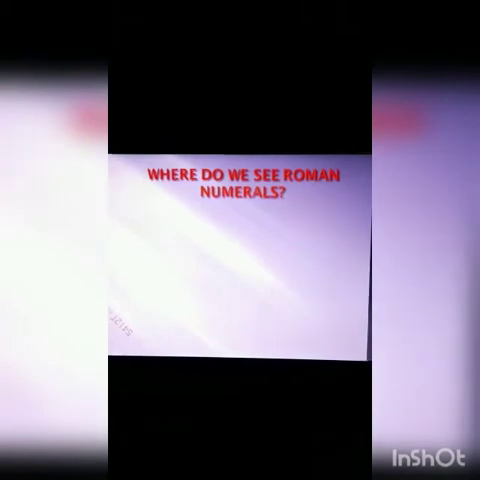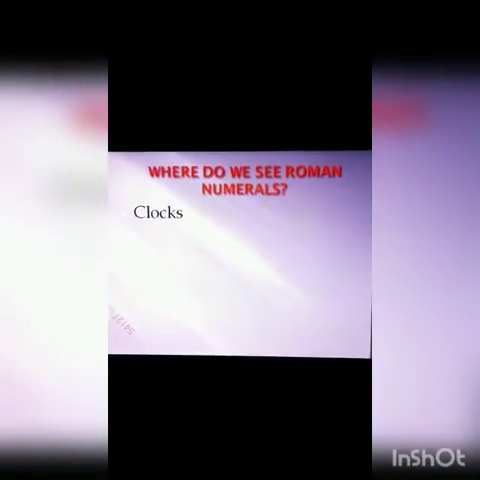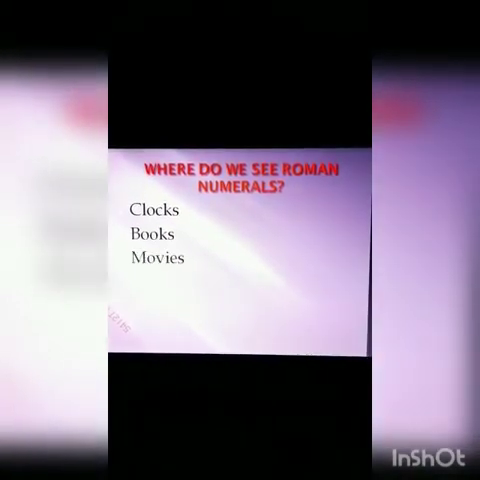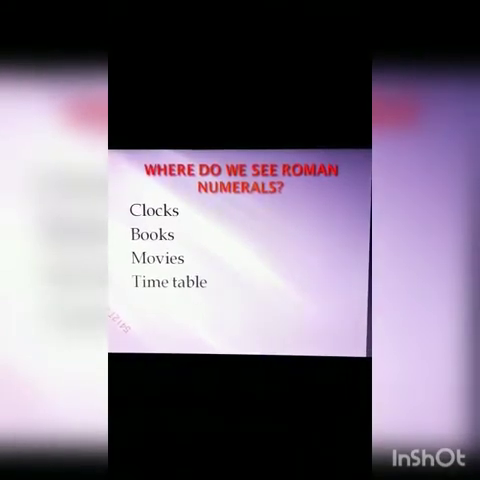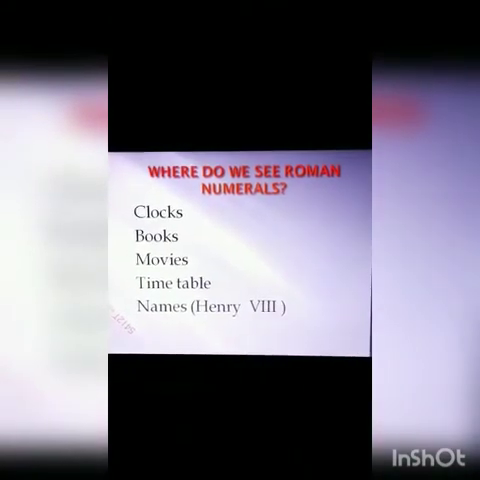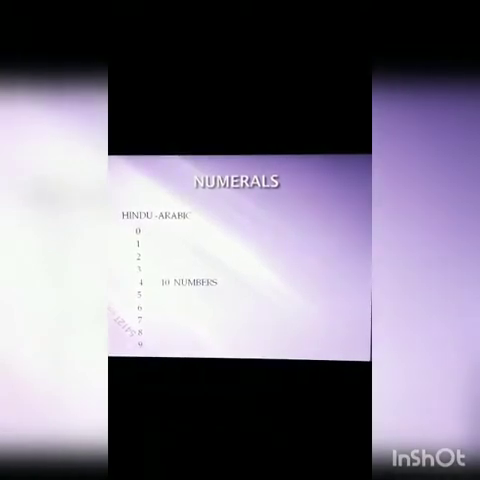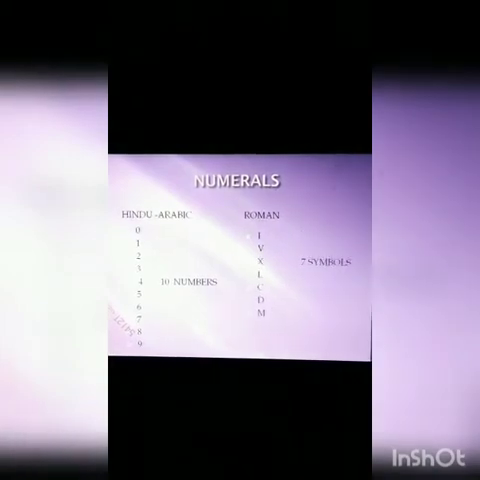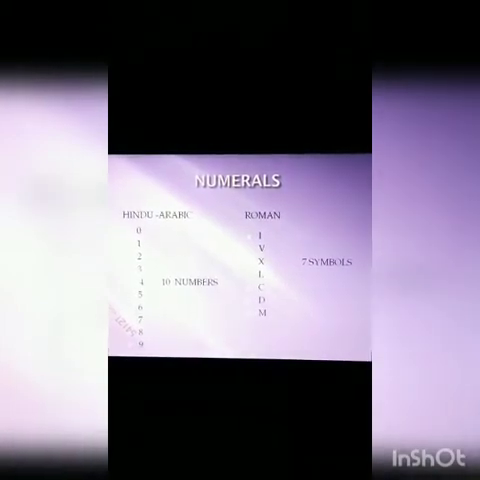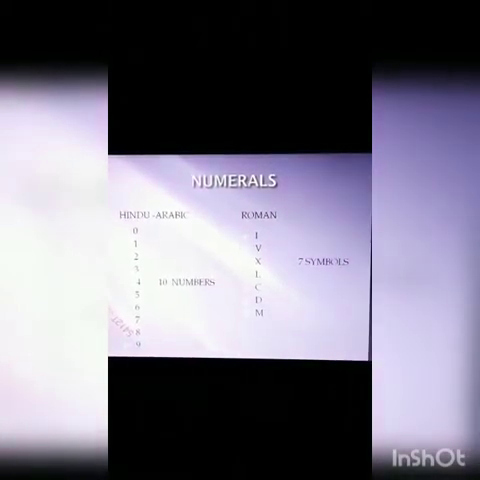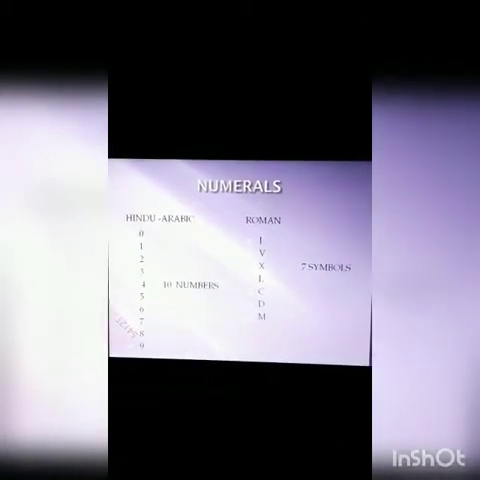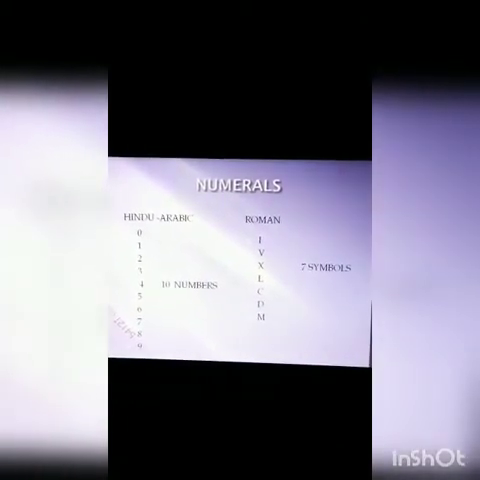Where do we see Roman numerals? Clocks, books, movies, timetables, names, Henry VIII, and many more situations. Now, what are numerals? In Hindu-Arabic, we are using 0 to 9. These are a total of 10 numbers. In whole counting, we are using these numbers only. In Roman, we are using the symbols I, V, X, L, C, D, M. These are the 7 Roman numbers or symbols that are the basis of the whole Roman system.